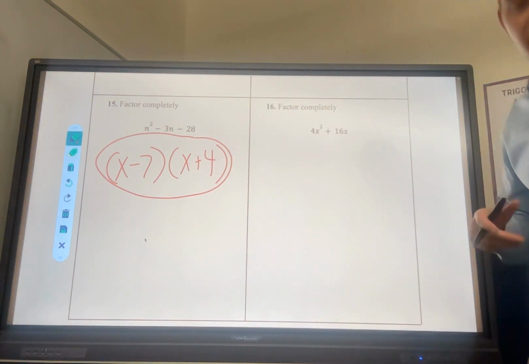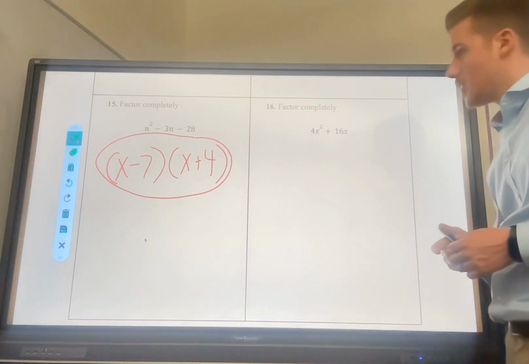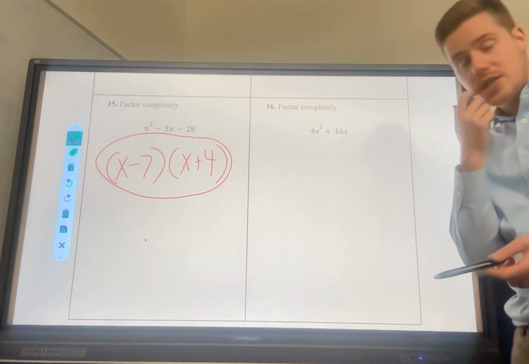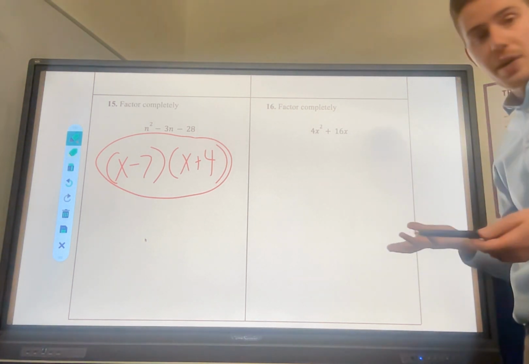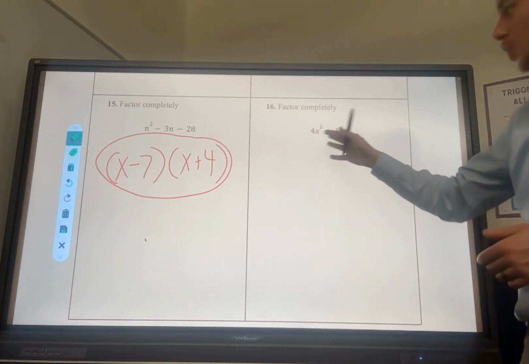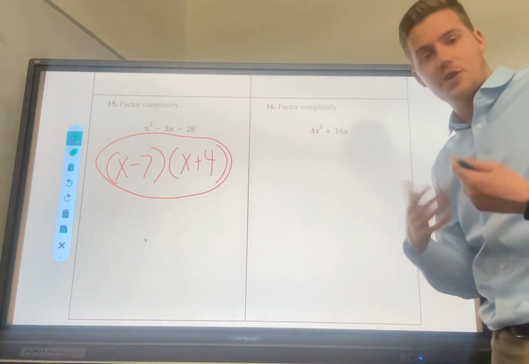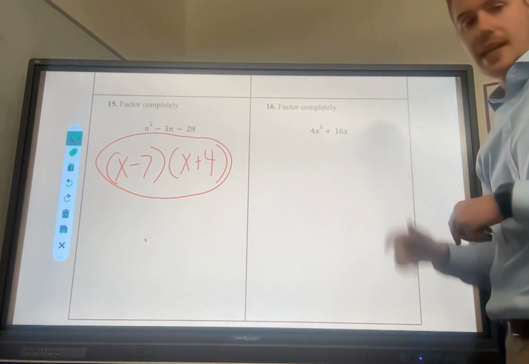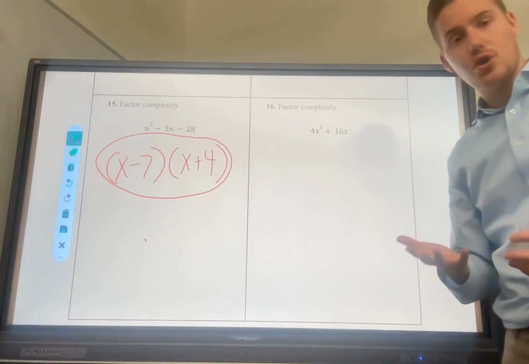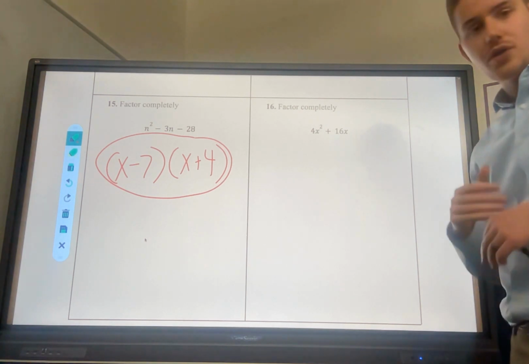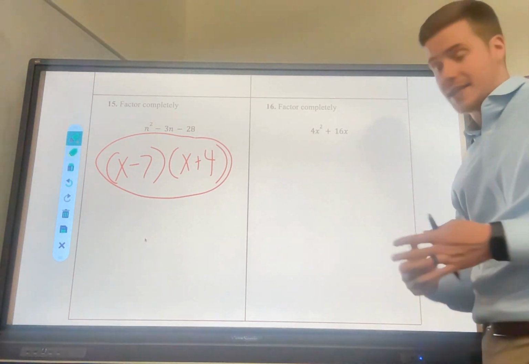Let's look at question 16. Question 16 is different, and the reason I know it's different from 15 is that this is just two terms. When we see two terms, we know that we need a little bit of a different approach. In this case, I want to look for the GCF, the greatest common factor between these two terms. Between my 4 and my 16, the GCF of those two coefficients is 4. And between x squared and x to the first, my greatest common factor is x to the first power.